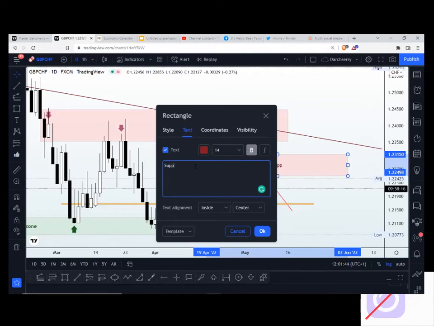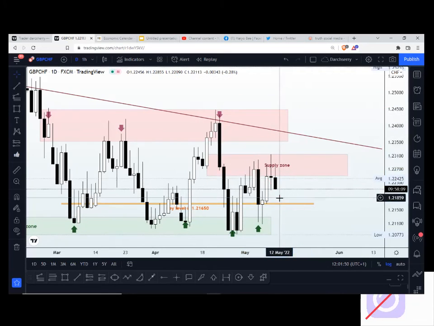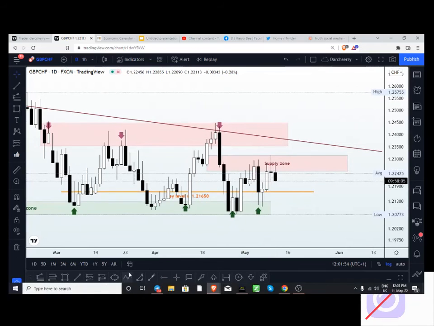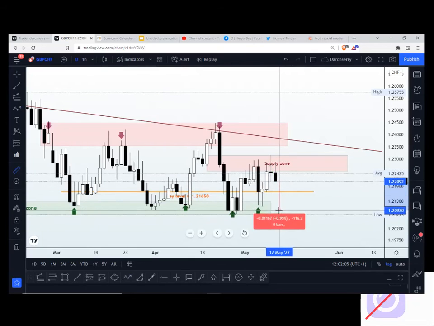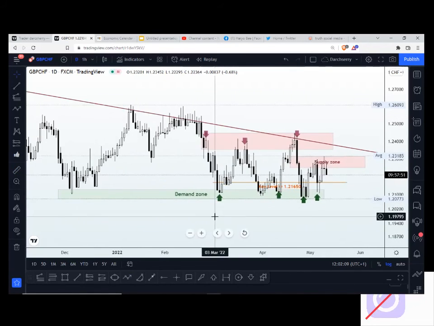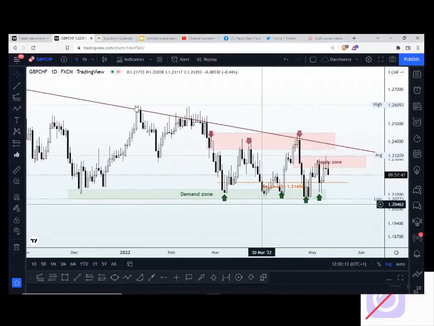So allow me to label this for clarity's sake. It appears we're having a new supply zone around this area, and we never can tell if this move is going to break down this demand zone. So for me personally, I will just hold on and let's see how price reacts in the next couple of hours or days, after which you can decide what to do on this one.